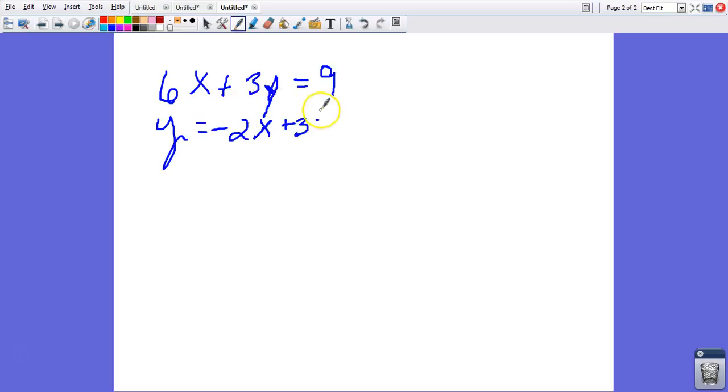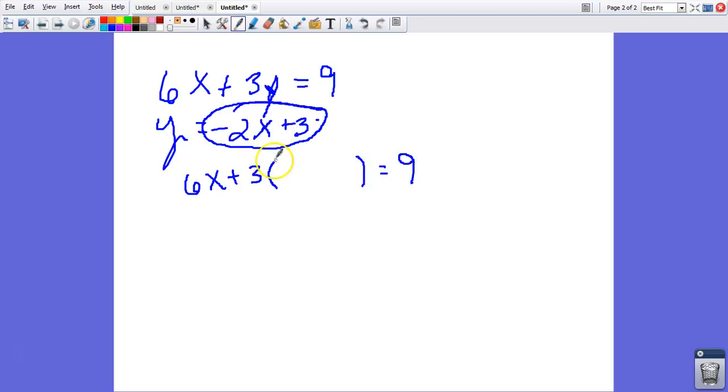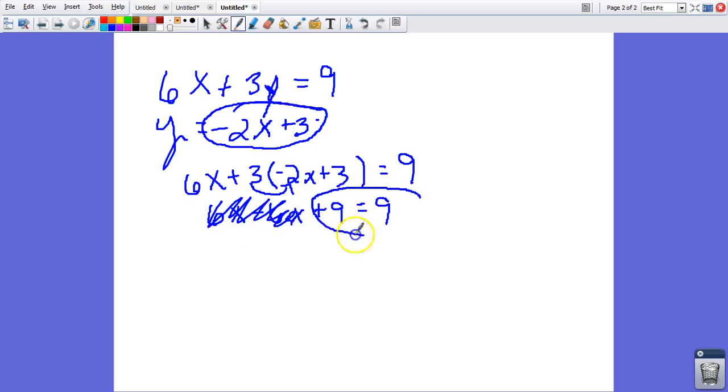Okay, and this one, it looks like it's already all set up to use substitution because it says y is equal to this right here. So if we have 6x plus 3 times, and instead of y, we're going to put in that whole other equation. So instead of y, we have negative 2x plus 3. Okay. And I think you will notice here something unusual happens, right? If we distribute this 3, we get negative 6x, and then we also get the positive and positive, 9 equals 9. Okay. And our x's cancel, and we're left here with this statement, 9 equals 9.